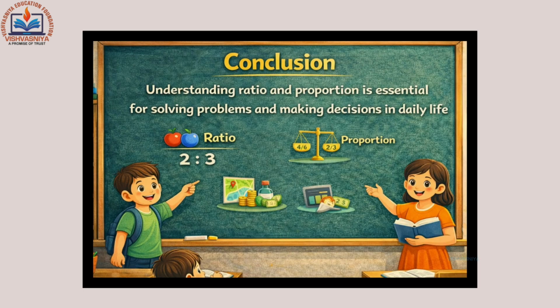Students, today we learned the concepts of ratio and proportion. We understood that ratio compares two quantities while proportion shows equality between two ratios. We also studied properties of ratios, types of proportions, the cross-multiplication rule, and the unitary method. These concepts are very useful in mathematics and daily life problem solving. Practice more questions to master this topic.